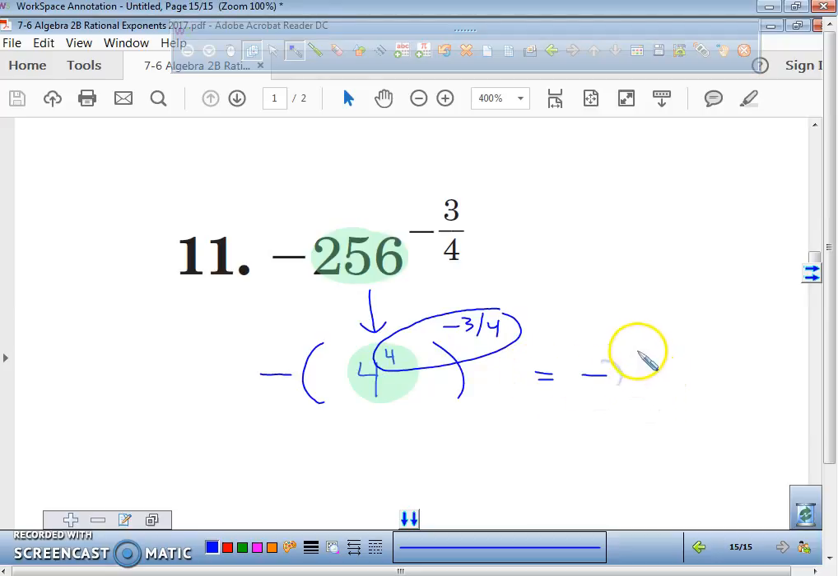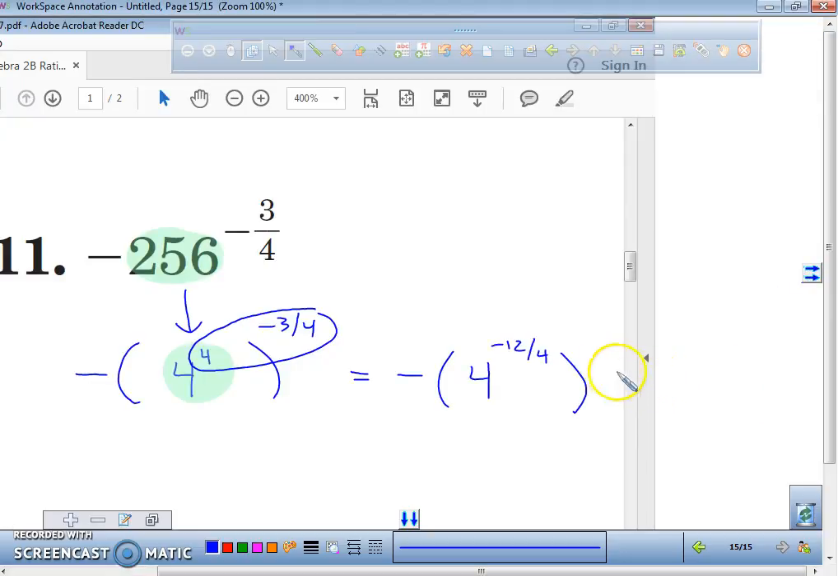So here we go. We've got a negative. Right here, inside the parentheses, we're going to go 4 to the power. What is 4 times negative 3? Negative 12. Negative 12. Very good. Negative 12 divided by 4. Negative 3. Interestingly enough, Zach, we get a negative 4 to the negative 3rd.